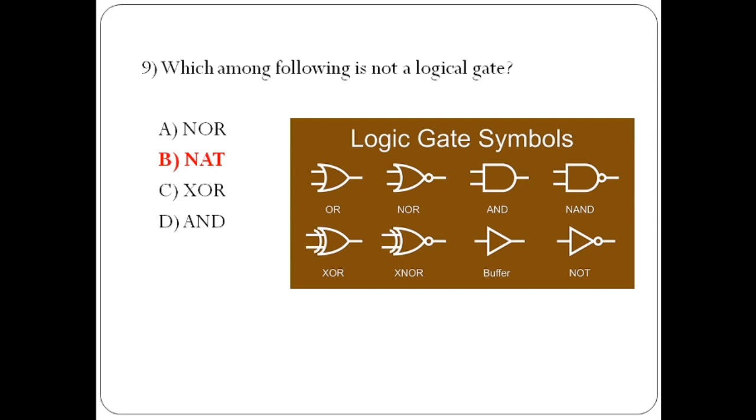Which among following is not a logical gate? Logic gates are the basic building blocks of any digital system. It is an electronic circuit having one or more input and only one output. The relationship between input and the output is based on a certain logic. Based on this, logic gates are named as AND gate, OR gate, NOT gate, etc.